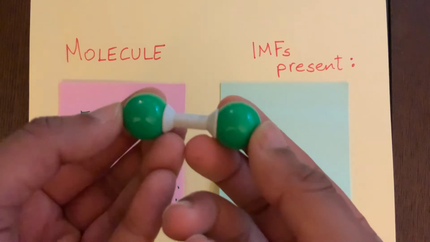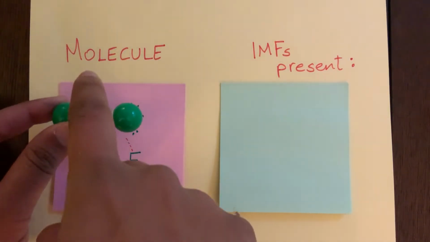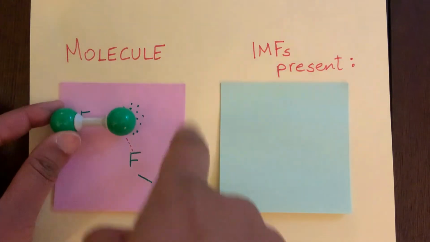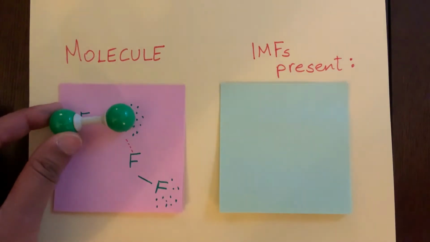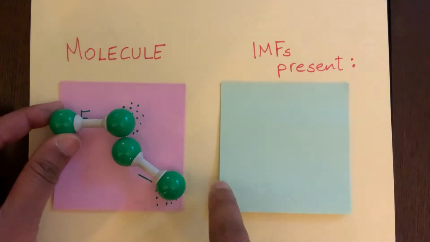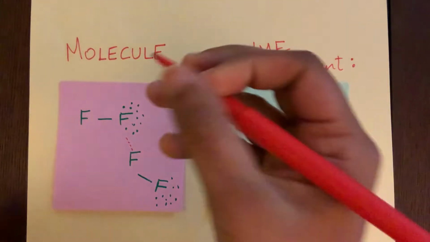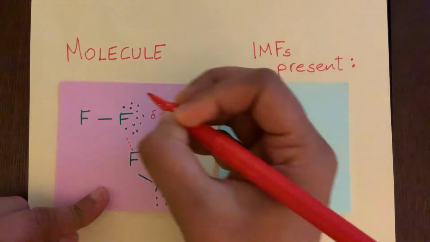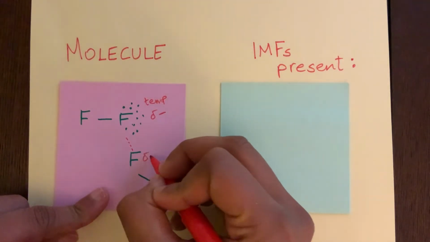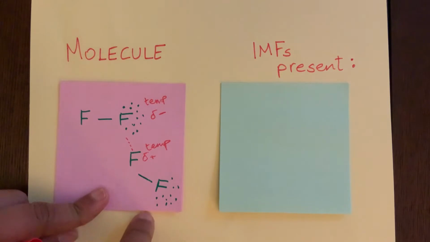Overall, this molecule is neutral, it has no sides, but it's possible that temporarily the electrons come to one side of the fluorine molecule because electrons are constantly going around. If that should happen, then it could attract a different fluorine molecule where the electrons are on the other side. And since we have this temporary partial negative and a temporary partial positive, it is possible to have this attraction.